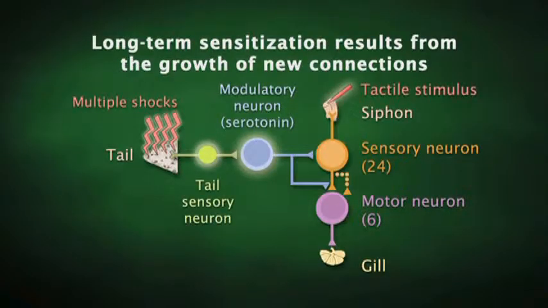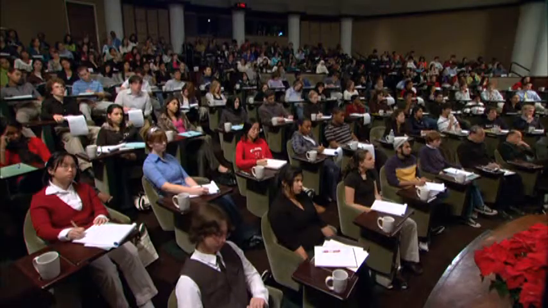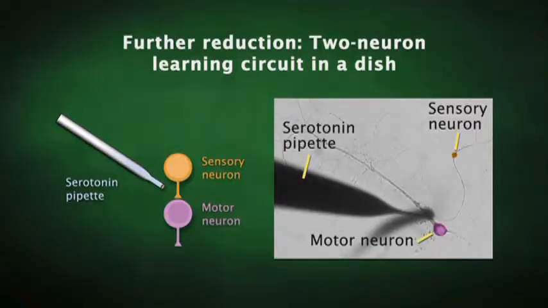So let's see if we can take a single sensory neuron, a single motor neuron, and a single serotonergic neuron and put it in a dish. And we can do that. The sensory neuron on top forms perfectly good connections with the motor neuron, and the serotonergic cells, the modulatory neurons, form connections onto them. And if you stimulate the modulatory neurons, you'll strengthen the connections between the sensory neuron and the motor neuron. But we don't even need the modulatory neurons. We know they release serotonin. So we can substitute a pipette that simply puffs on serotonin.